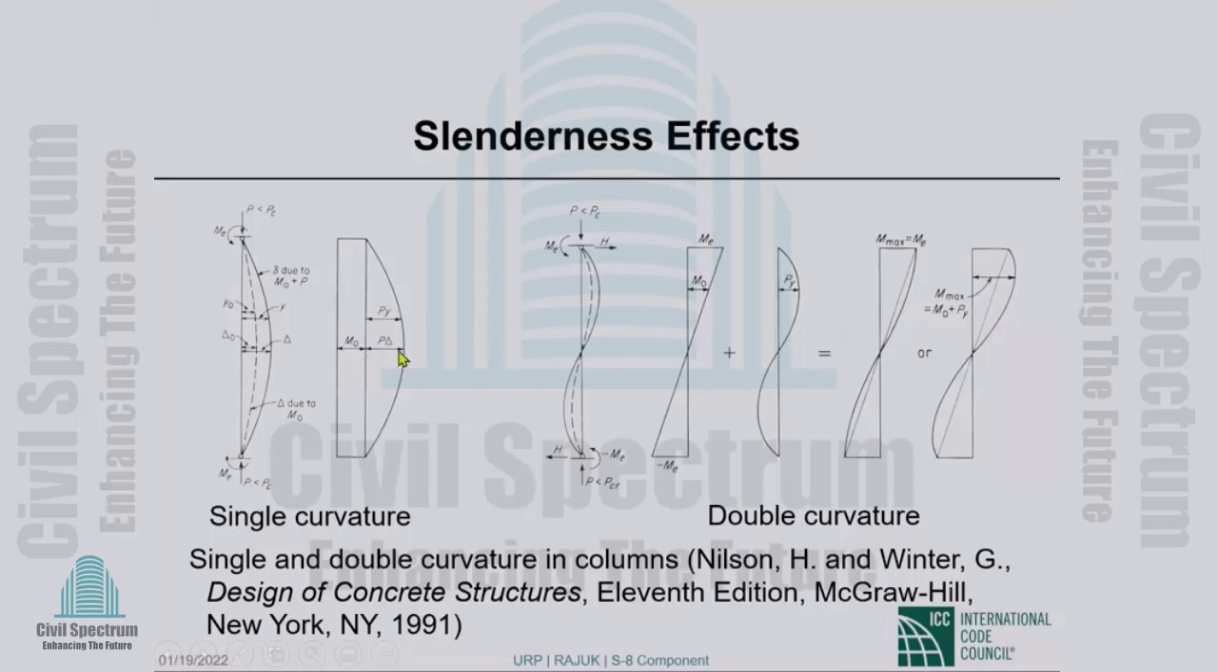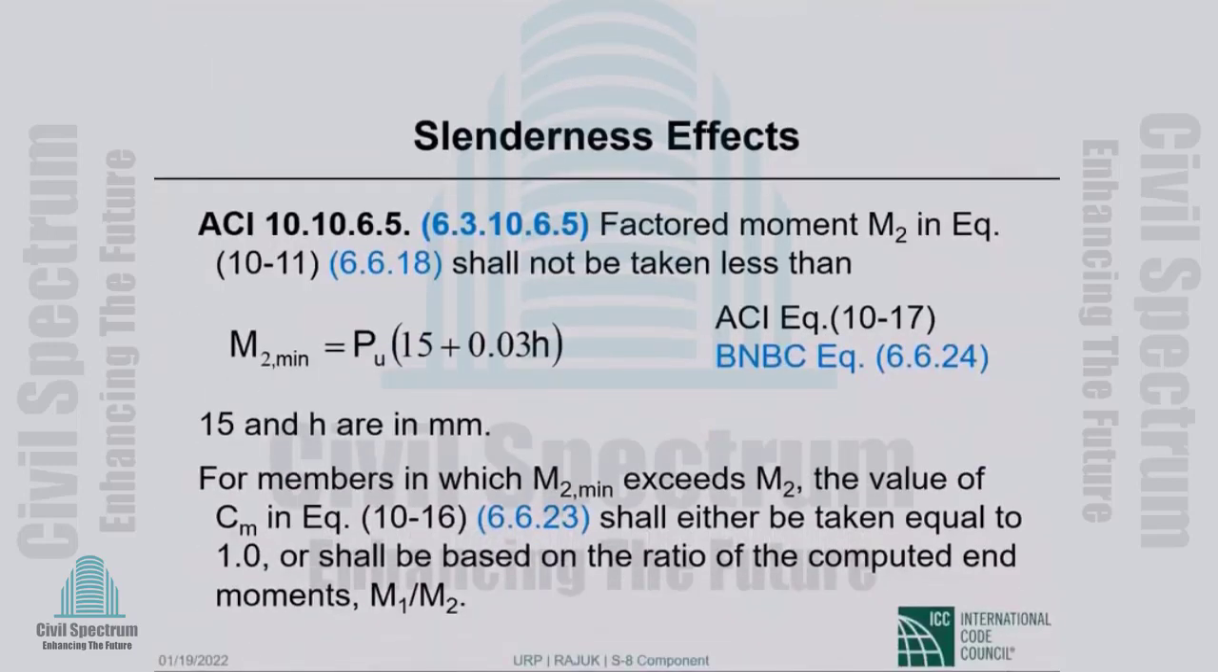So when it is single curvature, moment magnification is significant. When it is double curvature, moment magnification is much less. And this is why C sub m is small when the column bends in double curvature, and it is larger when the column bends in single curvature. Anyway, I think I have made the point.